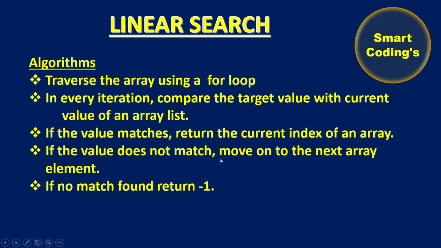If the value does not match, move on to the next array element. And if no match is found, return -1. -1 indicates false, that the array list does not have that element. So this is the algorithm. First we traverse the array using a for loop. Then we make a comparison between the current value and the target value. If the match is found, return the current index of the array. If the value does not match, move on to the next array element. And if no match is found, return -1.